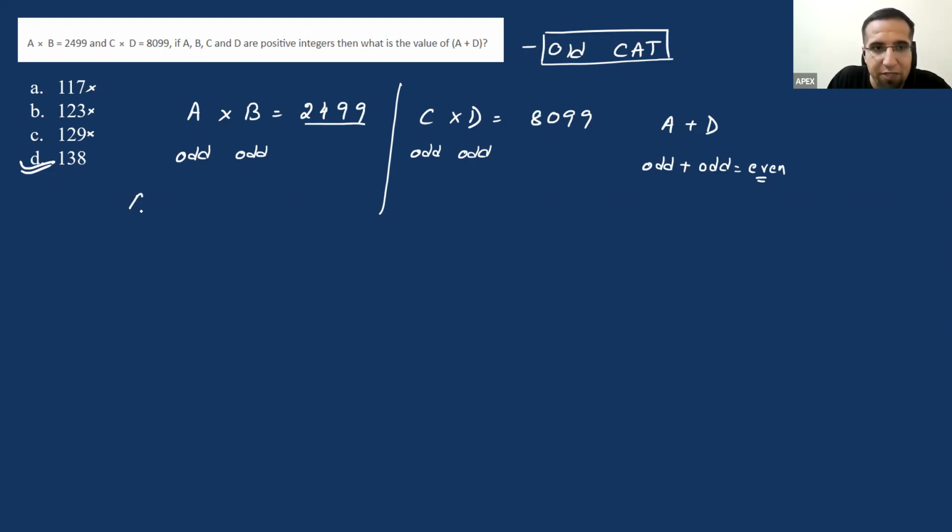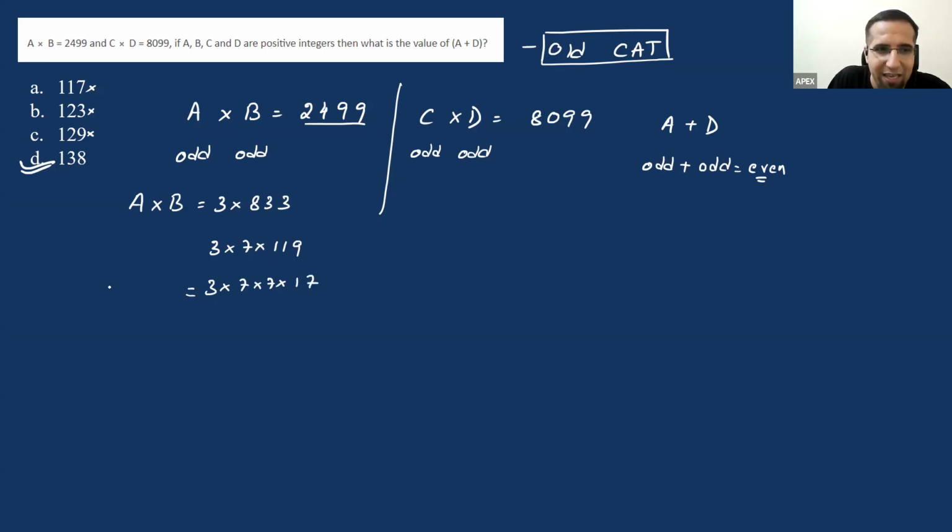Since A and B are two integers, let's try to factorize 2499. So 2499 is 3 into 833. Clear? Then I go with 7 into 119. Again, 7 into 17 is 119. Clear? And then again, I go with 7 into 17.